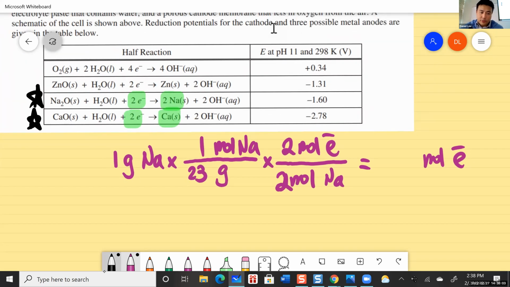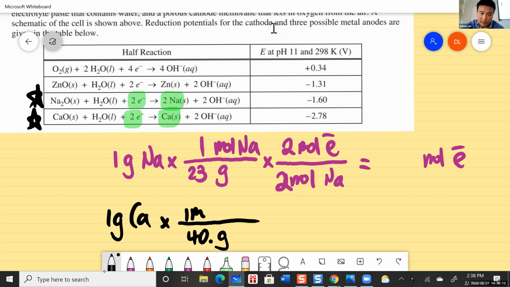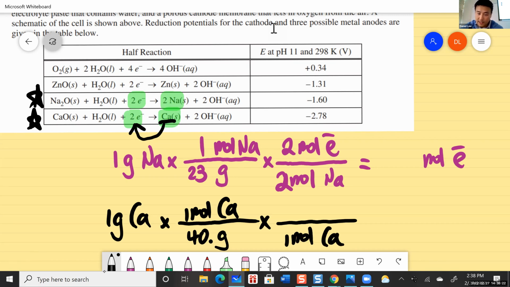And then I do the same to compare. Now I use calcium, right? Calcium has a different molar mass. Molar mass is 40, okay, don't round it, 40.1 or something, yeah, 40.01. So you get calcium. And then the ratio is different. The mole ratio from calcium to electrons is 1 to 2. So 1 mole of calcium on the bottom to 2 moles of electrons. So that will be the moles of electrons transferred if I use calcium. So I just have to compare those numbers.